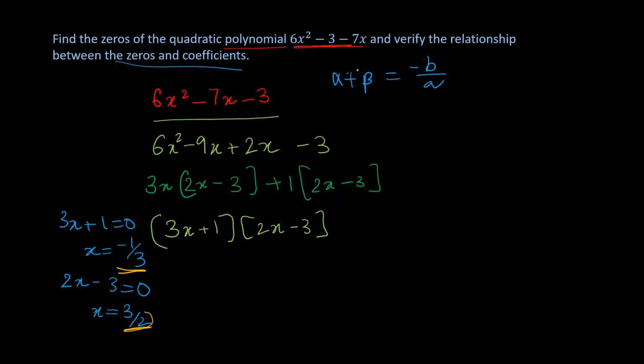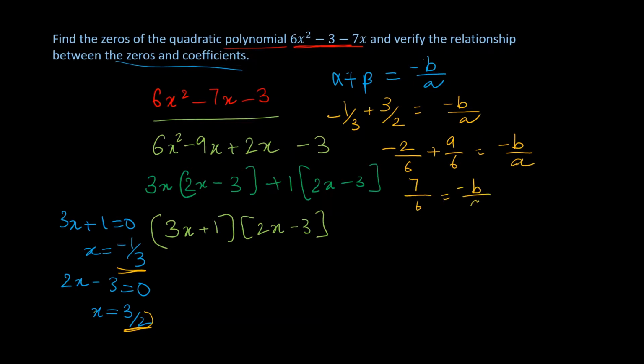Now let's add those. Minus 1 by 3 plus 3 by 2 should be equal to minus b by a of this polynomial. Now the denominators are not equal, so after making them equal, in the top we'll get minus 2 by 6. We're making 6 common, and here I'm going to get 9 by 6, and that's minus b by a. And when we solve this, we'll get 7 by 6 is equal to minus b by a. Now let's see if that's true or not, because we don't know, right? So here we can see that b is minus 7.